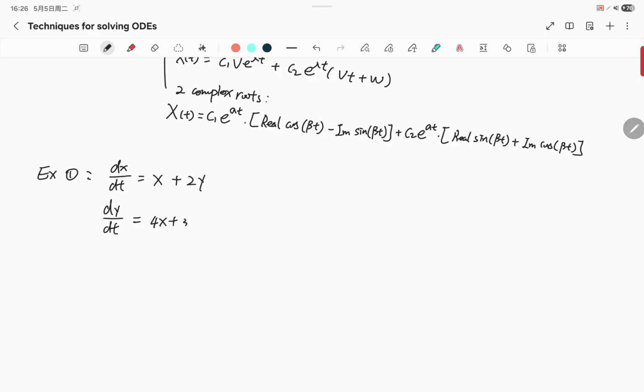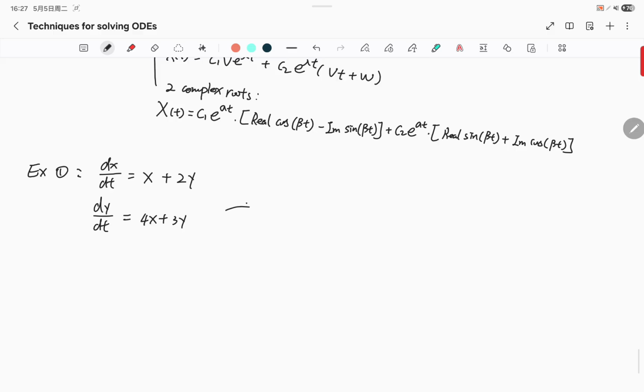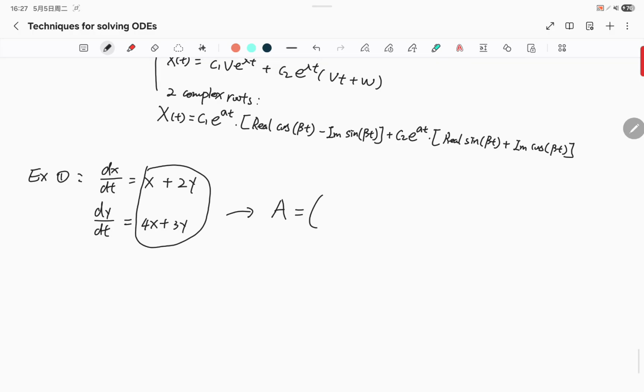This is an example from the book. Okay, so the question is this. Solve this. The first thing is we need to write A. What is A? A is the 2 by 2 matrix, equal to the coefficients here. The first row is 1 and 2, the second row is 4 and 3.